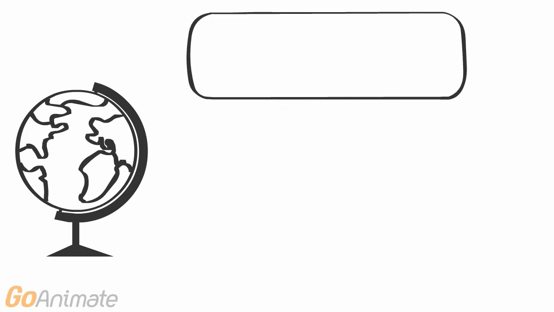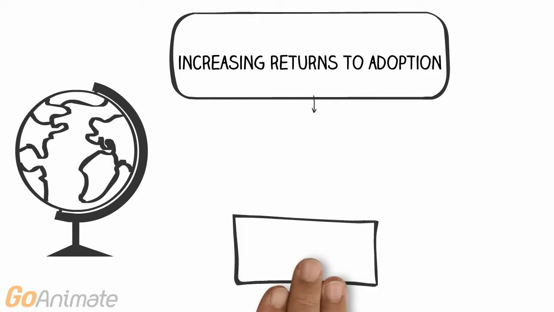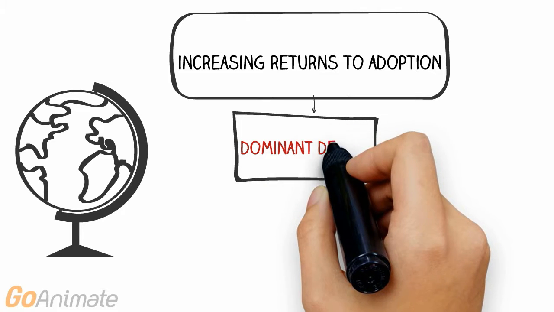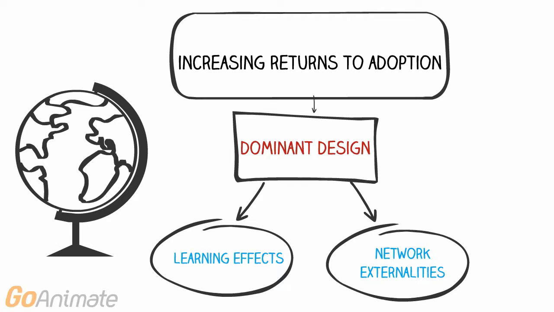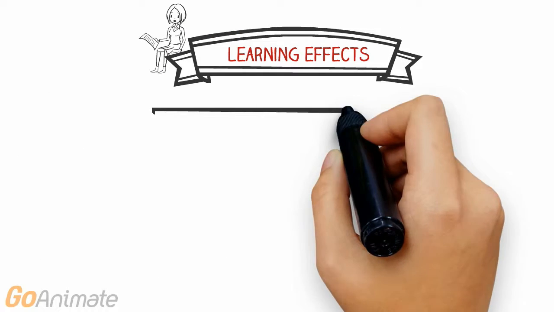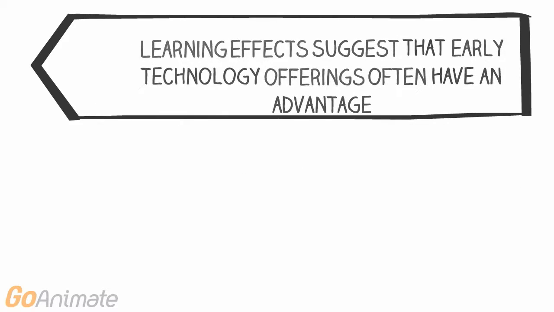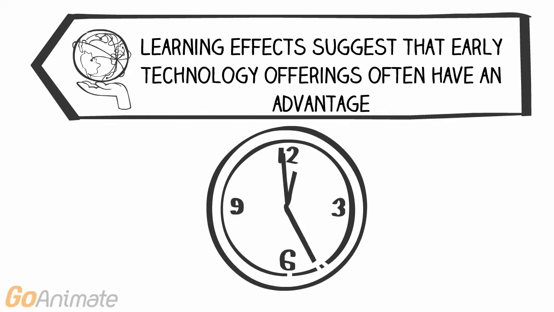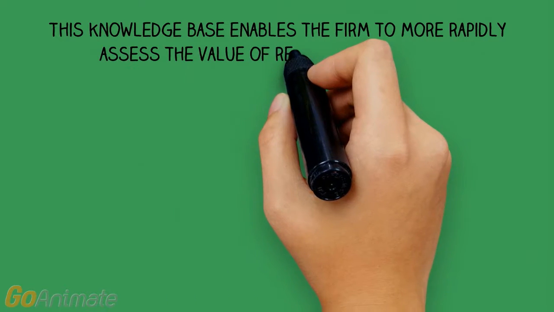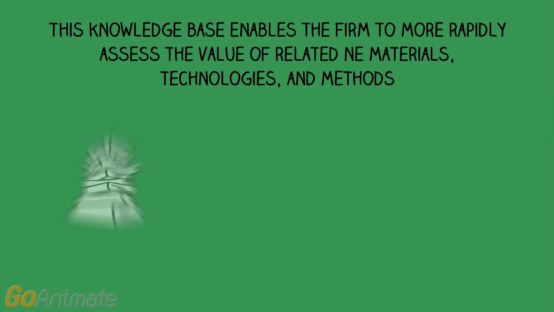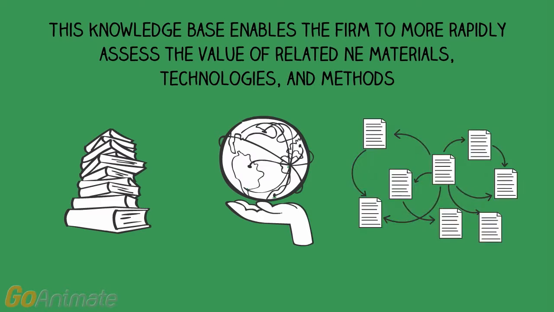Many technologies demonstrate increasing returns to adoption because the more they are adopted, the more valuable they become. Two primary sources of increasing returns that affect the adoption of a dominant design are learning effects and network externalities. Learning effects. Learning effects means the improvement rate of a technology. Learning effects suggest that early technology offerings often have an advantage because they have more time to develop and become enhanced than subsequent offerings. For example, this knowledge base enables the firm to more rapidly assess the value of related new materials, technologies, and methods.